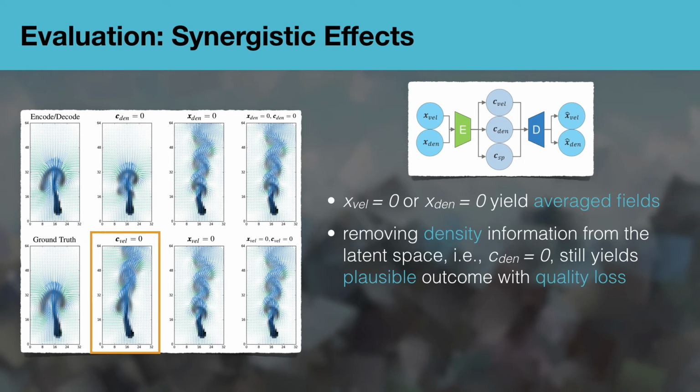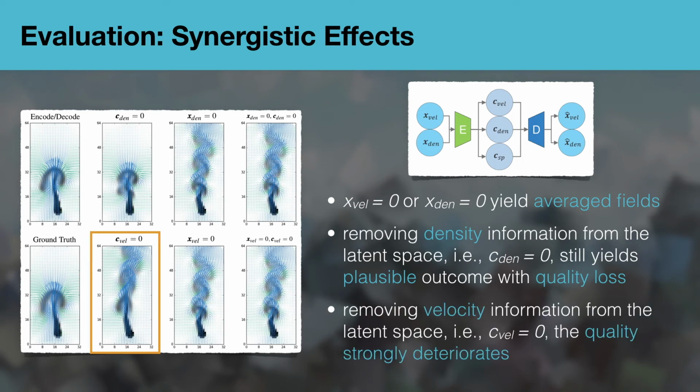In the bottom row, second left, we see that without a meaningful encoded velocity, when Cvel is set to 0, our reconstruction quality strongly deteriorates. This is plausible since without any velocity information, there is very little information about the state of the simulation.